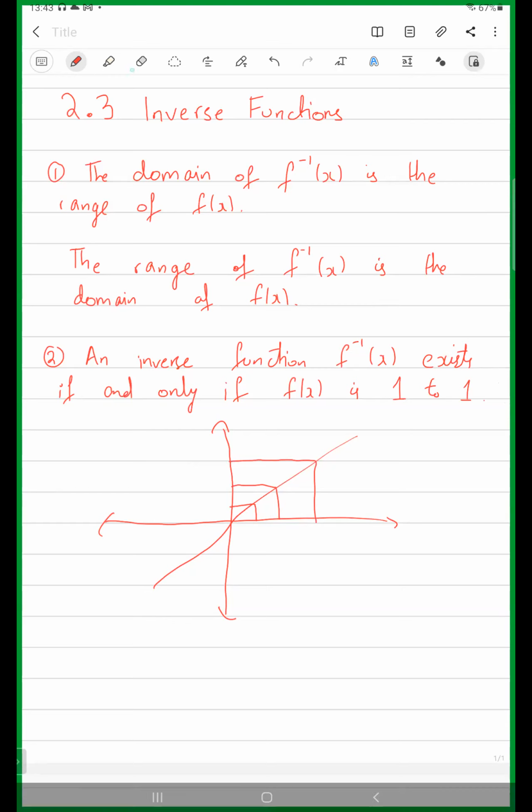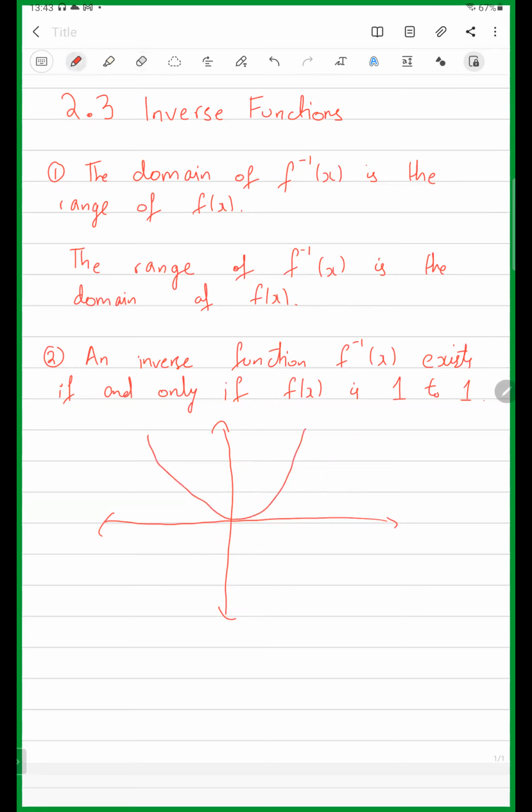If I talk about many to one over here, I'll just erase this. And this is what many to one looks like. Now what's happening here?